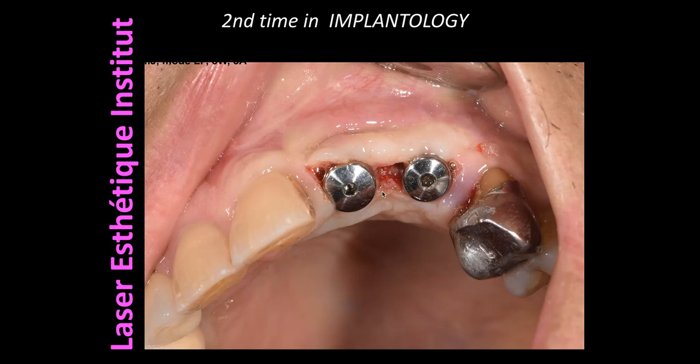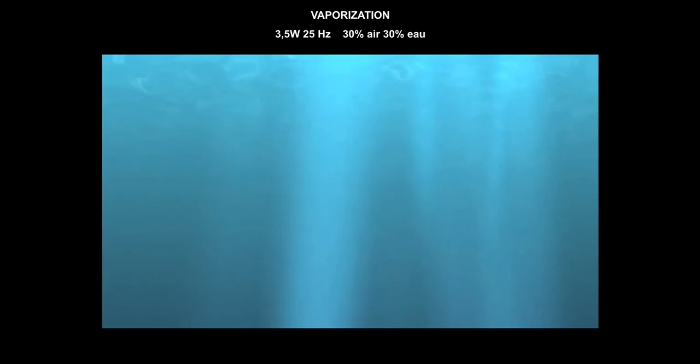Here, when we put the healing screw, we make an incision which is a little delayed in the palatal part, to increase the quantity of gingival tissue here. And I work here with a little thermal effect on the crestal part, just to have a better result. So this is very interesting to work with lasers for the second time.